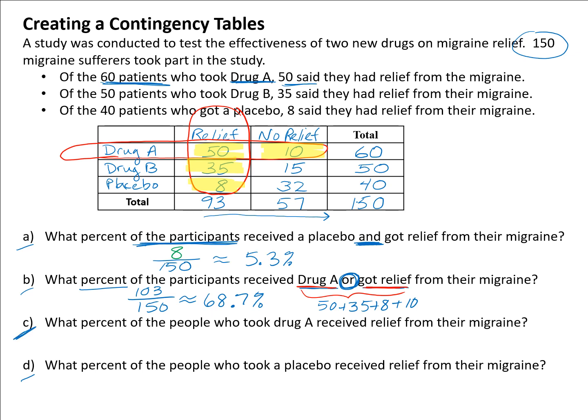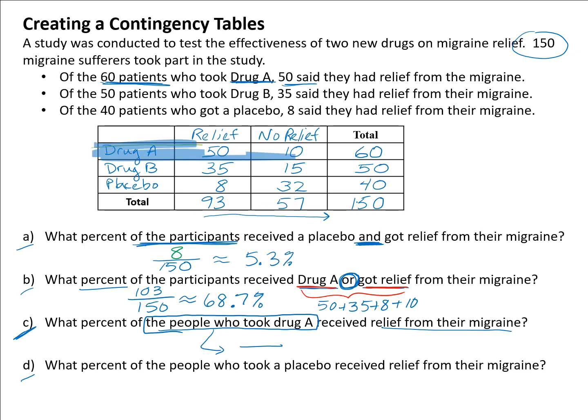Part C, what percentage of the people who took drug A received relief from their migraine? Now notice we're narrowing our search. We're only looking at the people who took drug A. When we look at just drug A, that would be this first row. Let me try that again. I accidentally wasn't highlighting there.